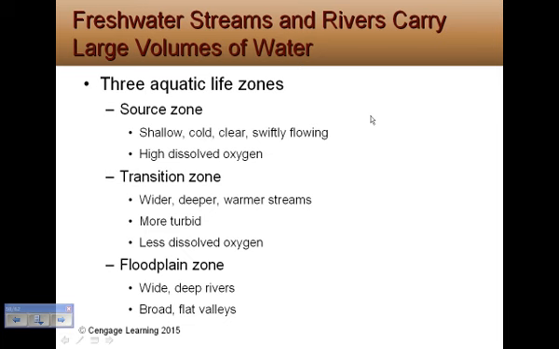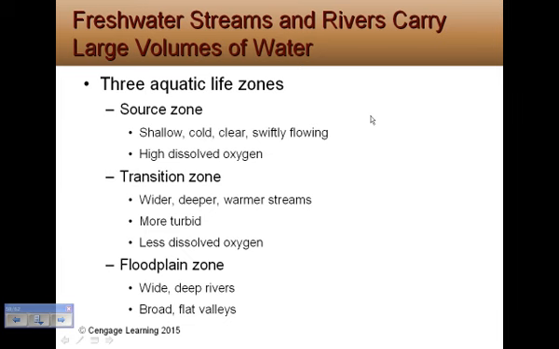Now, as we mentioned, there are three different zones to rivers: the source zone, transition zone, and the floodplain. And you can think of it in terms of the nutrients and the speed of the water. At the source, you're going to have the coldest water, whether it's spring fed coming up from the ground or glacial fed. And because it's cold water, it's going to have a lot of dissolved oxygen in it.